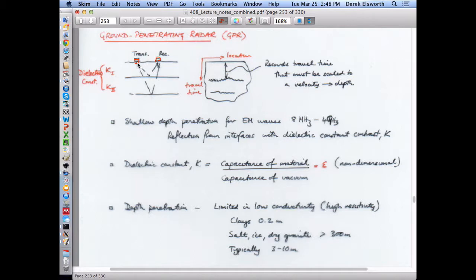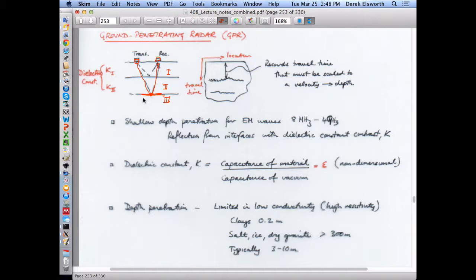The idea is the transmitter transmits a pulse. It goes down to an interface. Once it hits that interface, if the interface has a dielectric contrast, in other words the dielectric constant of material 1 is different from 2, and 2 is different from 3, it will reflect off this and come back to the recorder.